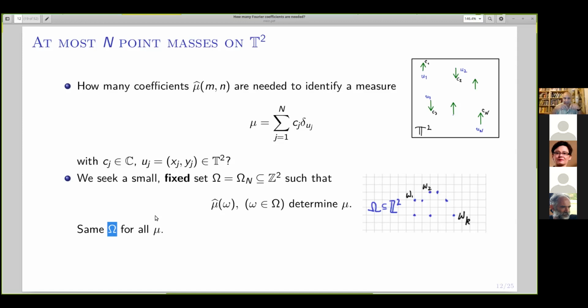You are not allowed to start looking at the Fourier coefficients. Let's say you look at a point here, you see a value, and you look at a point there, you see a value, and then depending on what you already saw, you might decide to look here or there. This is not allowed. People have been doing this and they have been getting very good results, but it's a different problem. So my problem is to fix the omega for all. Okay, and let's see what we can do here.